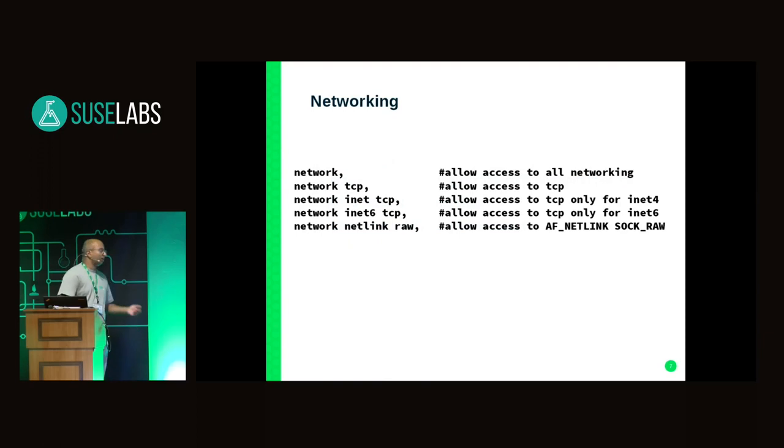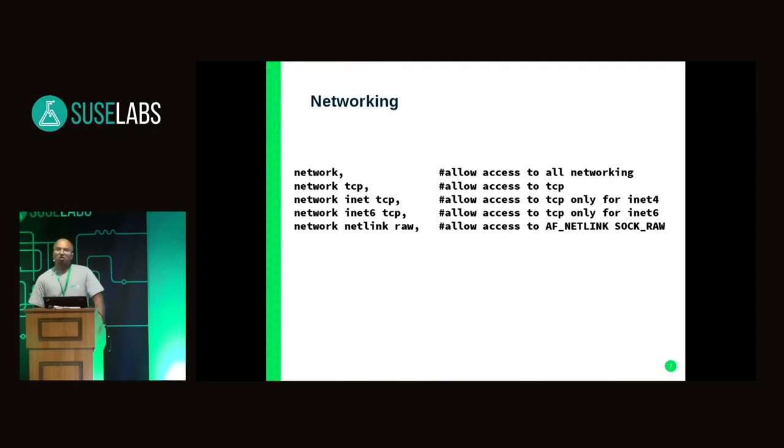Because I'll be talking about networking more later on, about what comes in the future, I'm giving a little more granular information about network. You could define rules with respect to TCP or UDP, IPv4 or IPv6, and other different families. AF_UNIX is still coming. It's still not there, but we'll have it soon. Not in SLE 15, of course, maybe the next major release.